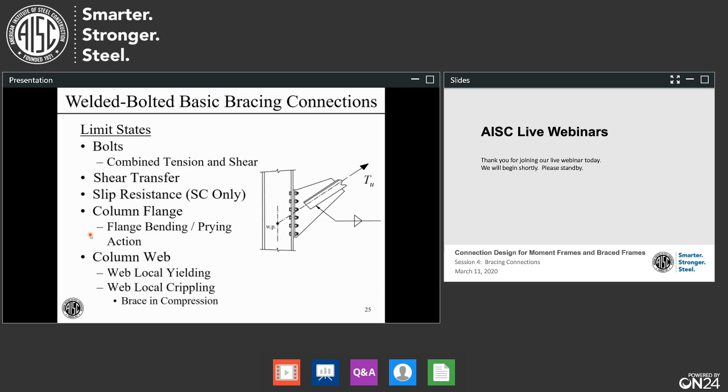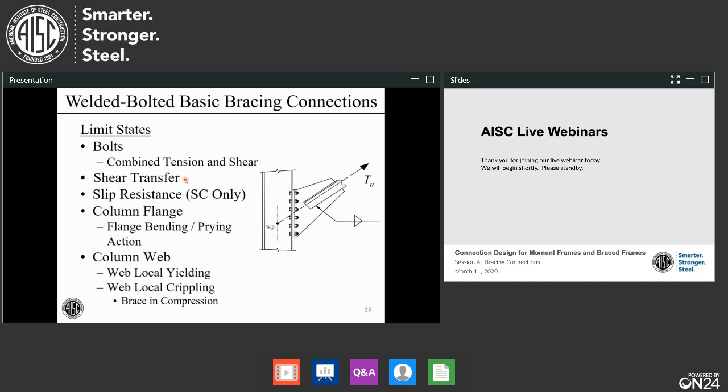More limit states. We've gotten the load through the angle, weld, stem, bolts, flange of the T, and flange of the, well, I guess we've gotten to the bolts. These bolts are in combined tension and shear. The vertical component of T sub U causes shear on these bolts. The horizontal component of T sub U causes tension on the bolts. And that could be with prying action added to that, by the way, if we haven't made our T flange and column flange thick enough. So we have combined tension and shear.